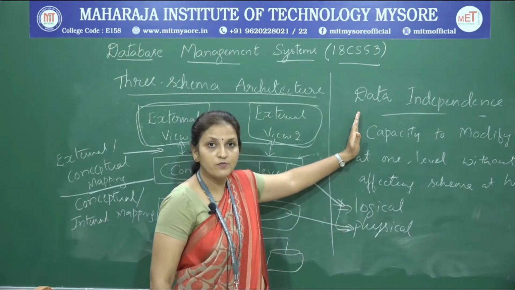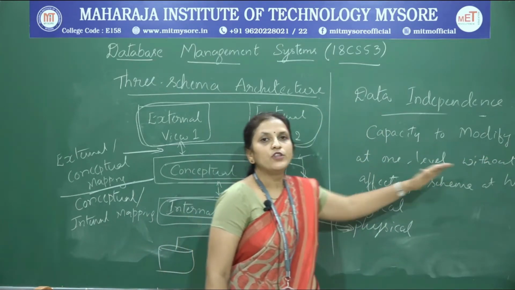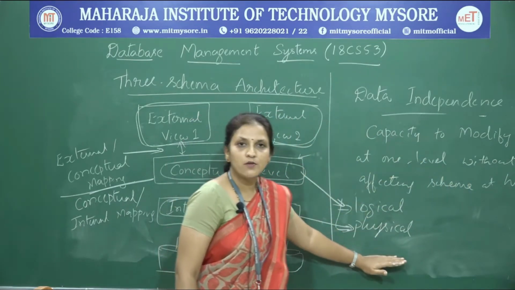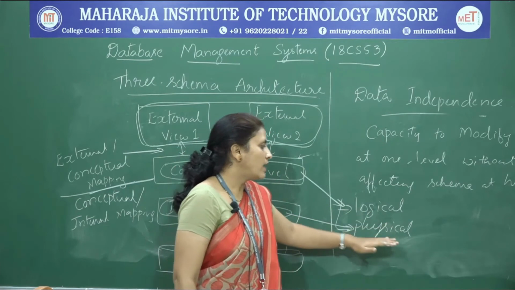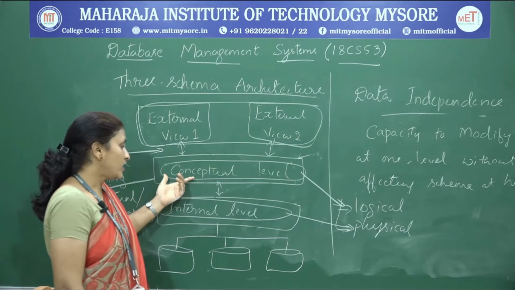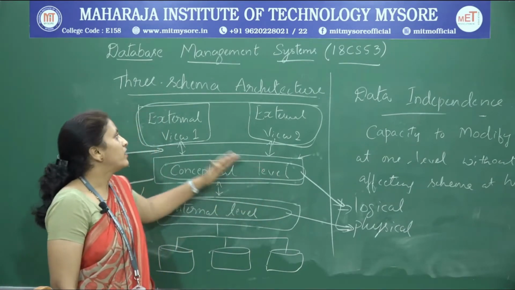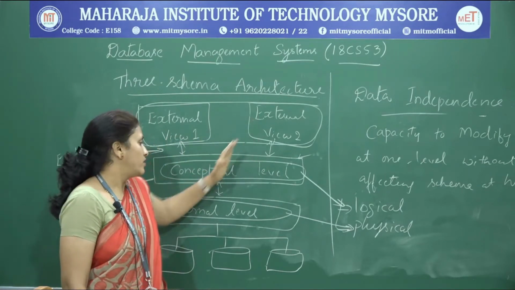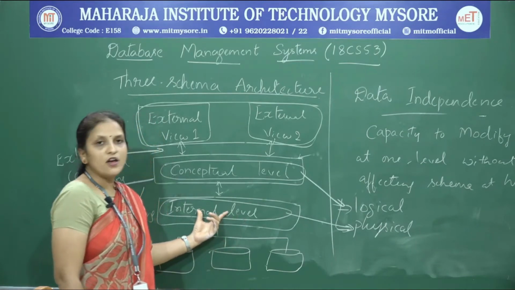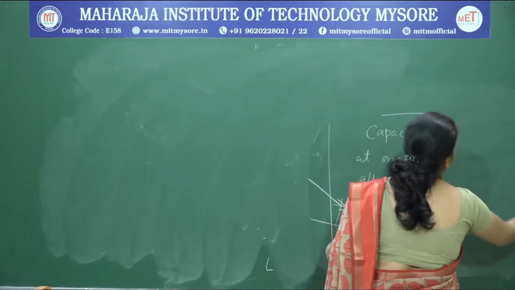So, data independence is nothing but the capacity to modify or change the schema at one level without affecting the schema at the next higher level. And we have two types of data independence explained here. One is logical and another is physical. Logical independence states that a change in the conceptual level will not affect the external view. Similarly, a change at the internal level schema does not affect the functionality of the conceptual level schema.